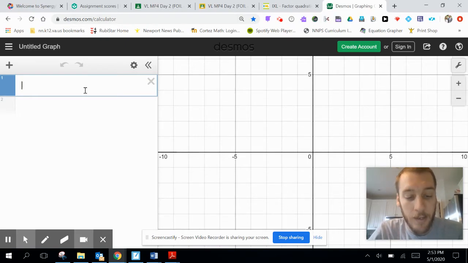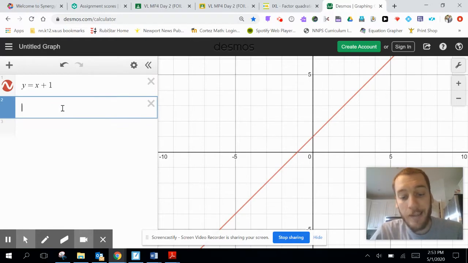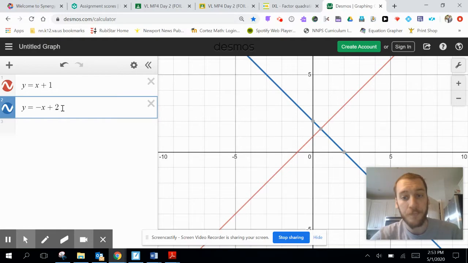So if we've got, let's say, y equals x plus 1, that's one line. And the other part of the system is y equals negative x plus 2. We can see that the blue line and the red line are not the same thing, and they do intersect. That means our solution is right here, and you literally just move over to where they touch each other and click. Boom. That's all you got to do.